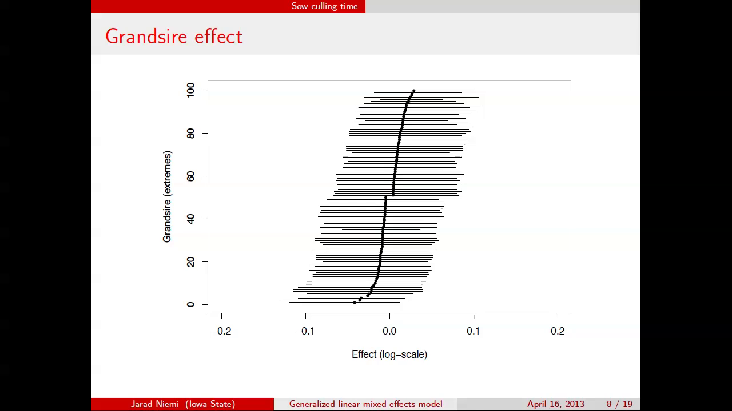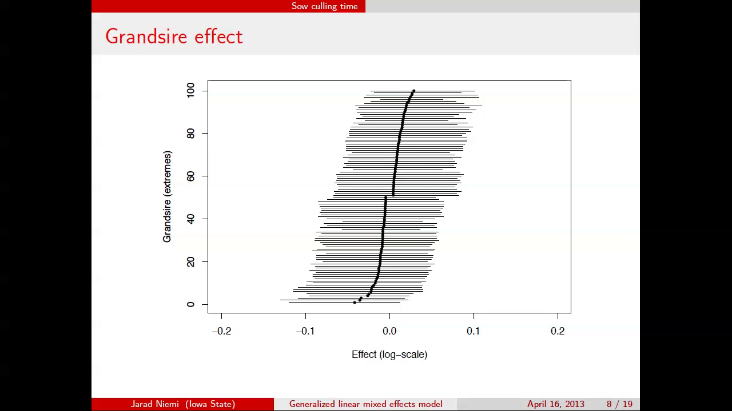But couldn't we throw the medians into a QQ plot and just show that they probably conform to, the effect is basically random between grandsires? All right, so the comment was to throw the medians into a QQ plot to show that the variability amongst grandsires is just random. That's fine.